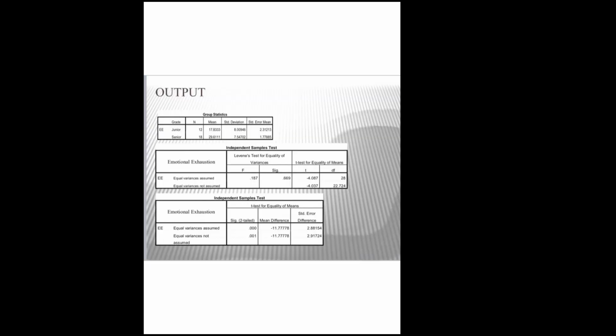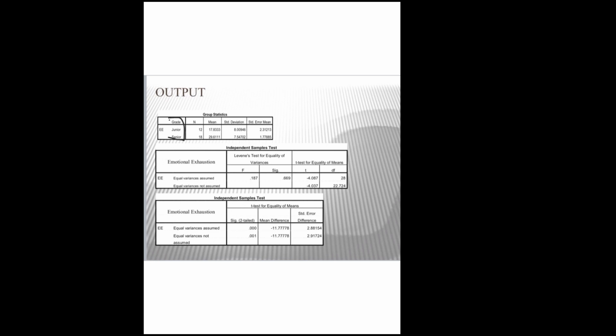So this is output. Remember, output is what you get after you put in your data and run your analysis. It gives you all the answers you need. Everything you need is sitting right in front of you. We may not use everything there, but this is what's going to come out when you actually do it. So let's talk about what's important.